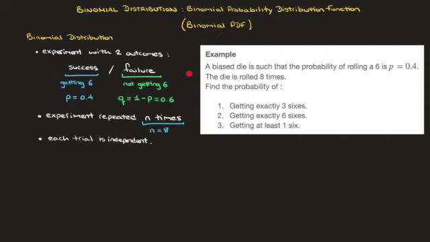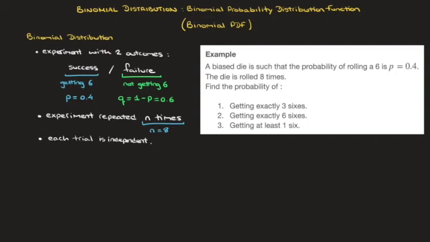Okay, now for this particular example, what this last bullet point is telling us is that whatever I get on any one roll of the die won't affect what I get on the next roll, which seems quite safe to assume. Okay, now provided these three criteria are met, we can use the binomial probability distribution function, or binomial PDF, to calculate probabilities like the ones we're being asked to find here.